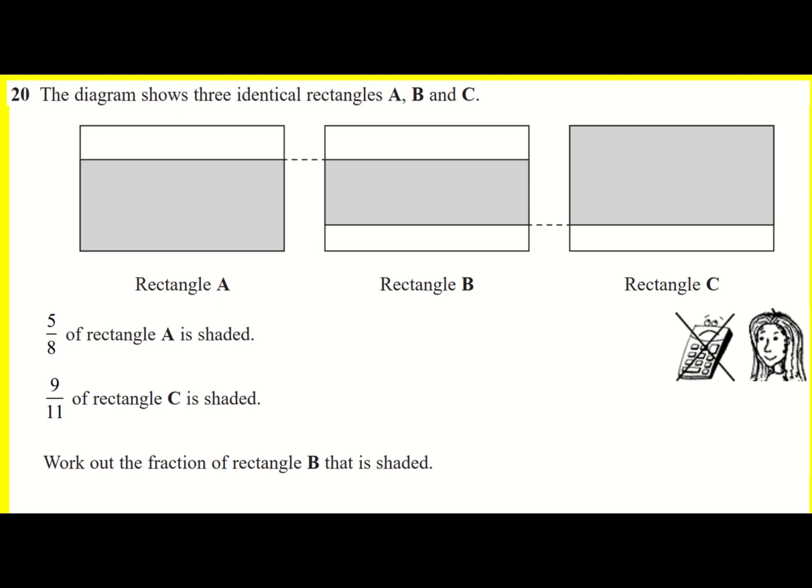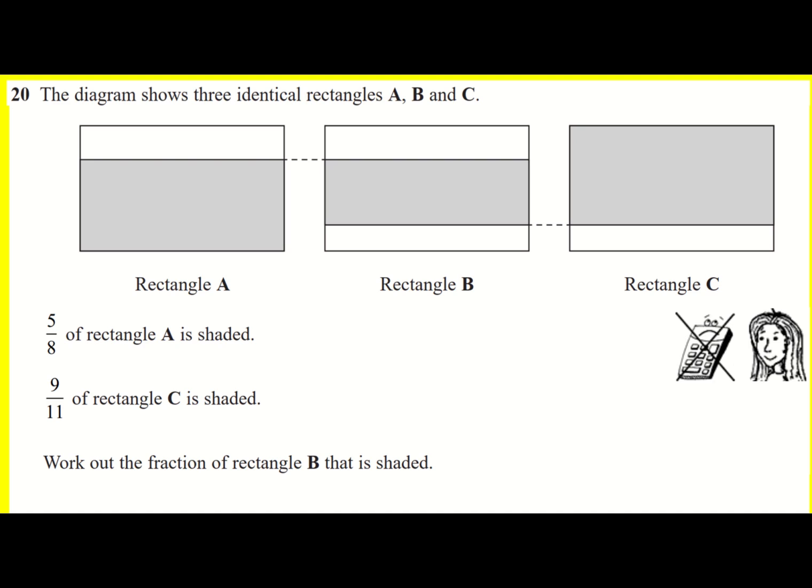The diagram shows three identical rectangles A, B and C. 5/8 of rectangle A is shaded. 9/11 of rectangle C is shaded. Work out the fraction of rectangle B that is shaded.